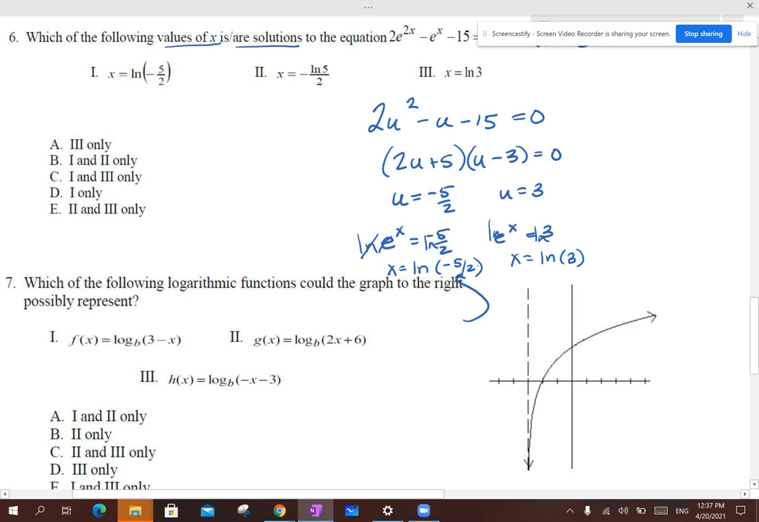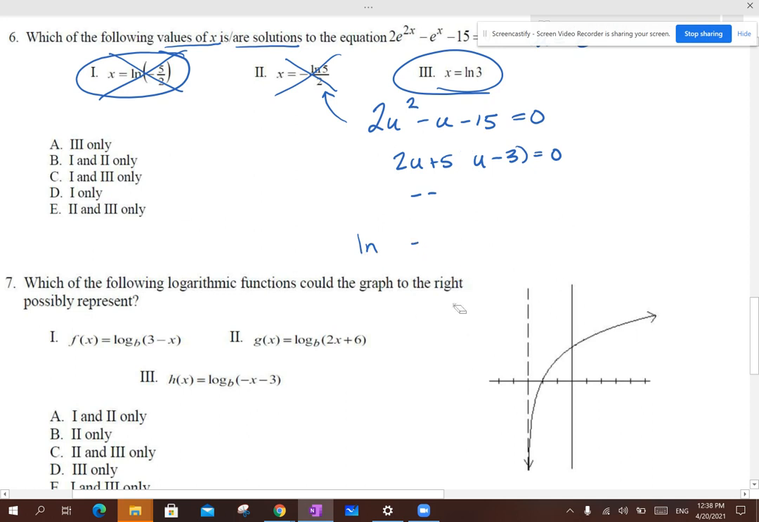Now remember though, you cannot have a negative argument. So this is no bueno. This Roman numeral 1 is no bueno. There's no solution for that. This is not an interpretation of the argument being negative 5 over 2. So that's an incorrect statement. So we're looking at Roman numeral 3 only.